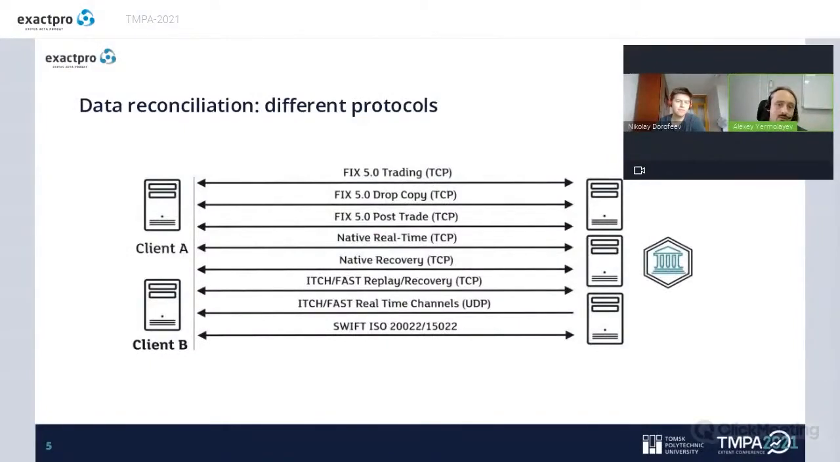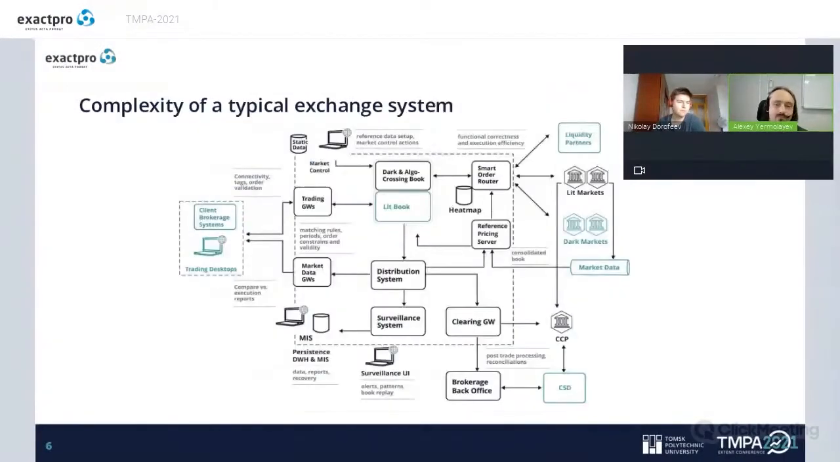via different protocols. So complexity of IT systems increases dramatically from day to day. On this slide, you can see a typical exchange system. Different system components use some fractions of initial data. So to ensure correctness of the data involved in cross-component interactions, a lot of reconciliation checks are required. But complexity, it's not the only challenge.